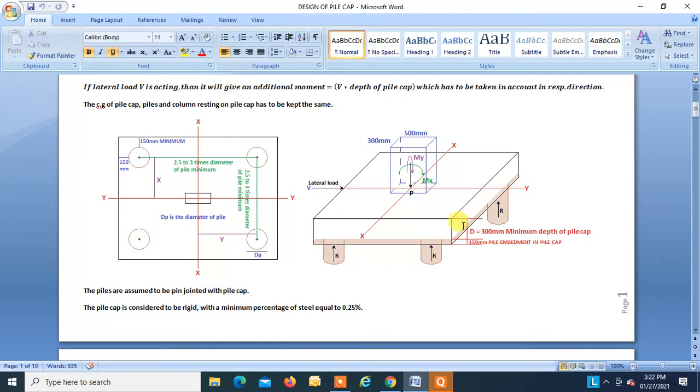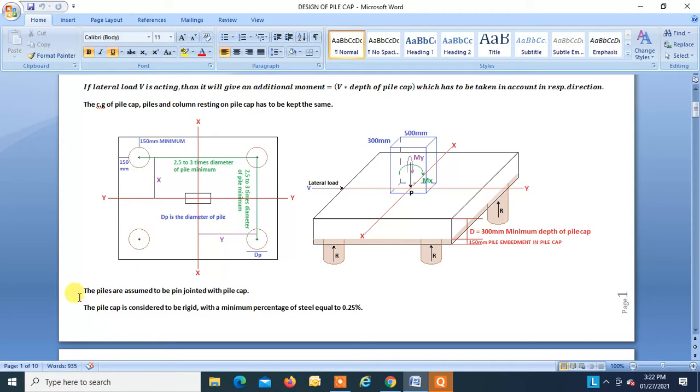So this distance, this depth D, should be at least 300 mm in case of a pile cap, because pile caps are to be kept rigid so that the load coming from the column is distributed uniformly to the piles. So this D should not be less than 300 mm, and this is the depth which will be used for the design of the pile cap.